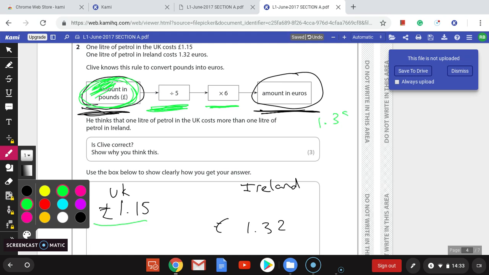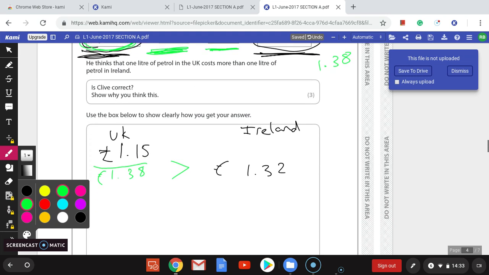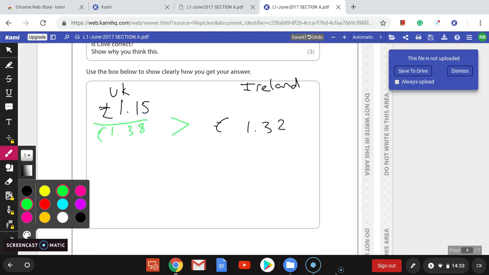with 1.38, which means that £1.15 is the same as €1.38. And hopefully you can tell that €1.38 is more expensive than €1.32, which means that the UK is more expensive, and that is what Clive said. So yes, Clive is correct.